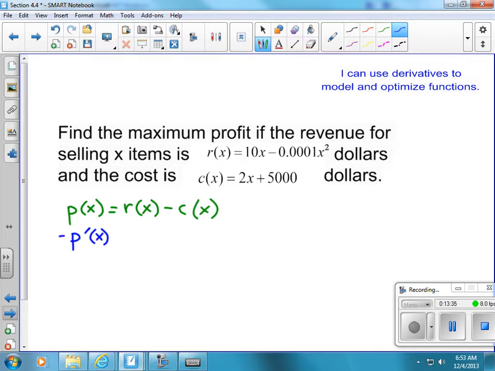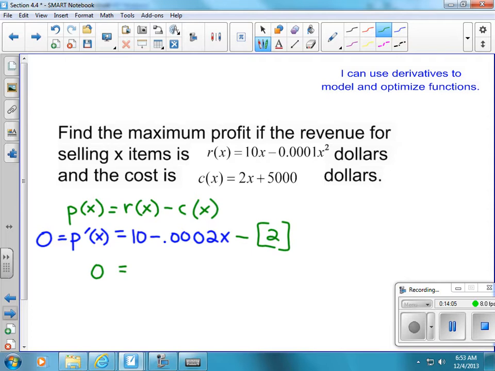derivative, which we're going to set equal to 0 to maximize the profit, equals the derivative of the R, which is 10 minus 0.0002x. You have to be careful with these. And then you're going to subtract, and don't forget to subtract both things. 2. Oh, there's only one thing. Minus 2. Okay, so we just want to set this equal to 0.